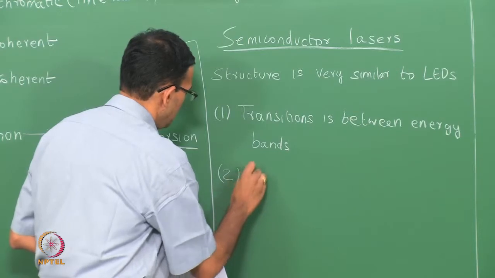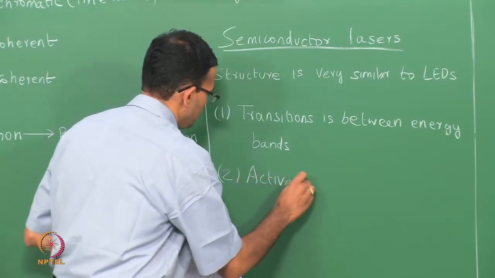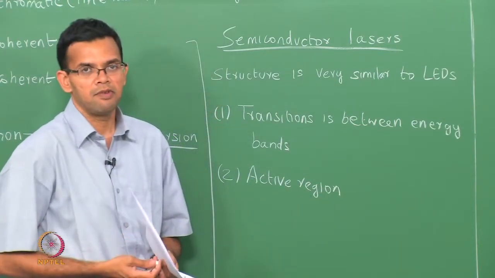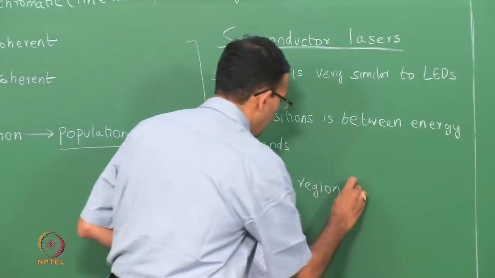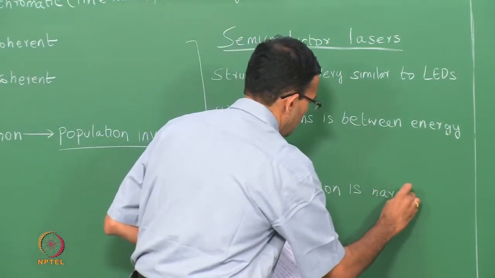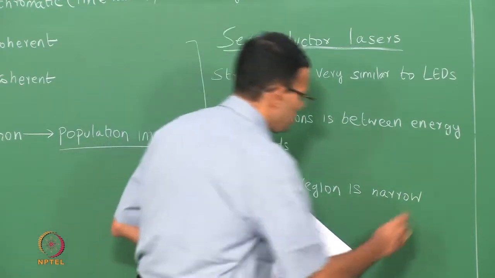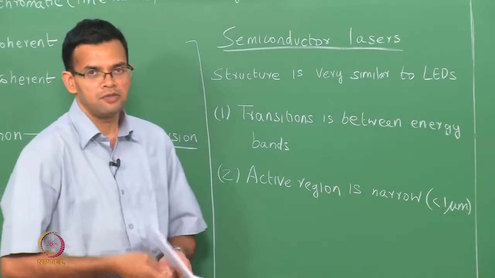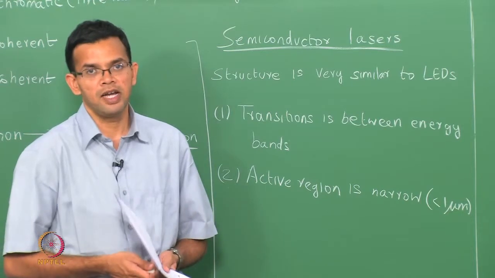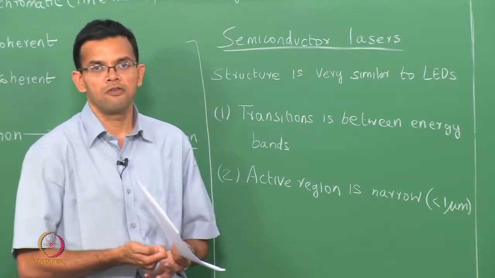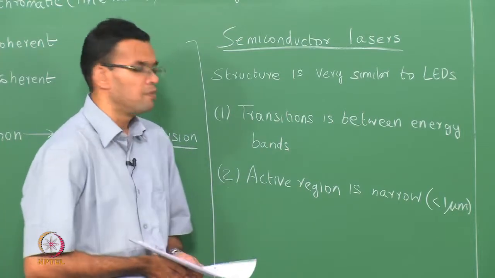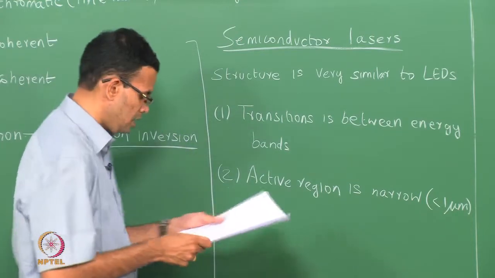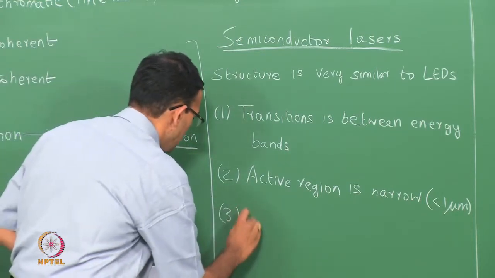The active region in these lasers is usually very narrow. We will define an active region later when we look at the structure of these lasers, but the active region is narrow, usually of the order of nanometers. So, it is usually less than 1 micrometer. The advantage of this is that you can have a laser device that is very compact. Think of the optical pointers that you have, but the disadvantage is that it can lead to a high beam divergence. Lasing action is usually controlled by the current.